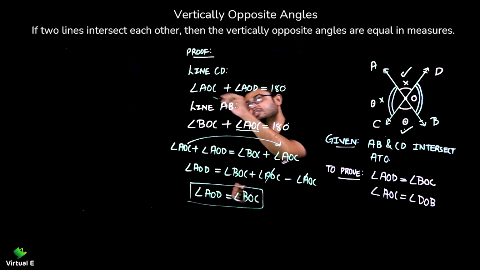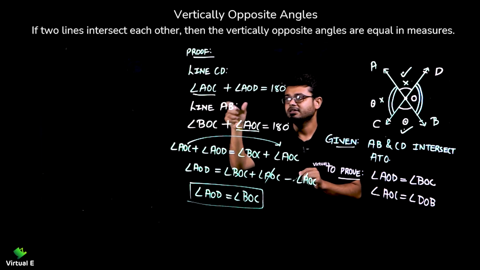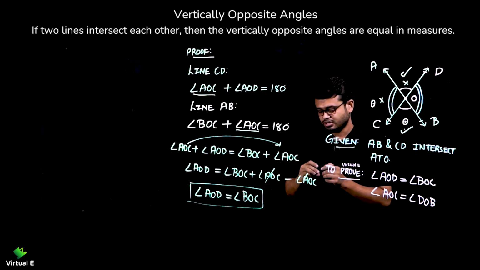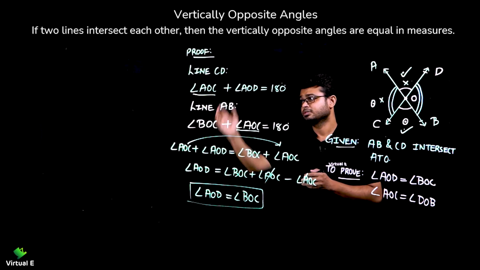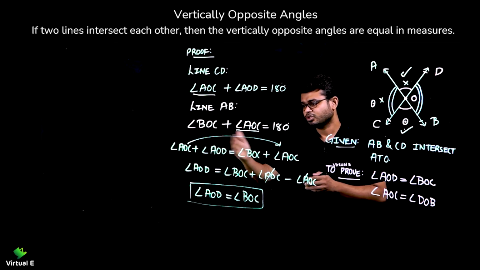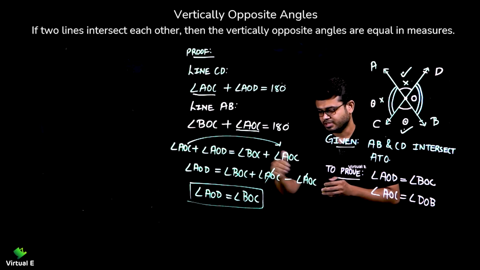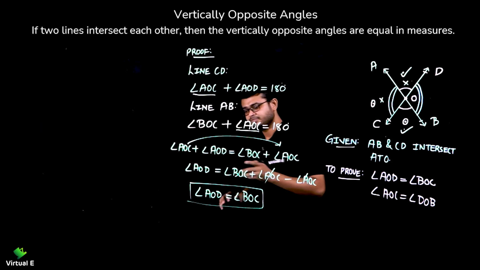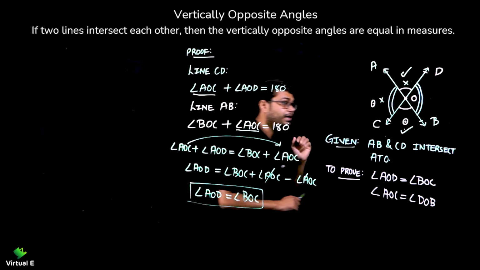Like in our case, it was AOC. And if you add those two angles, you are going to get 180 degrees because it is a straight line or linear pair. That will also work out. Now both of the additions are equal, so we can equate both of them, LHS and RHS. Now shift one of them to that side, so plus and minus will cancel each other, and whatever is left is the vertically opposite angle.